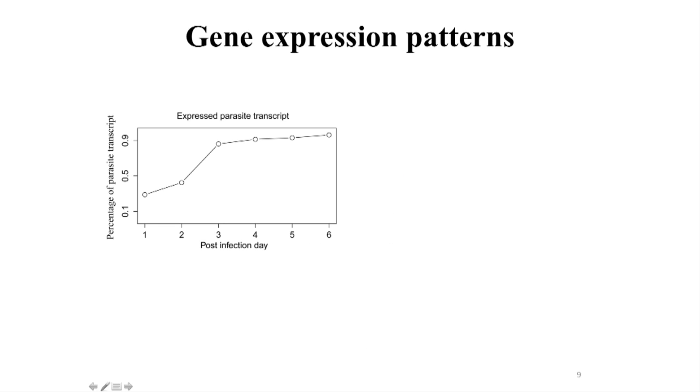Here's the graph. The x-axis is day 1 to day 6. The y-axis is the percentage of parasite genes expressed. In total, there are around 2,000 genes for Nosema ceranae. On day one, about 25% were expressed, so they were not all expressed at the beginning.